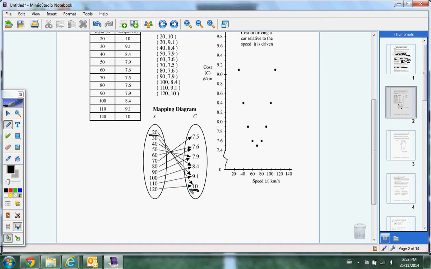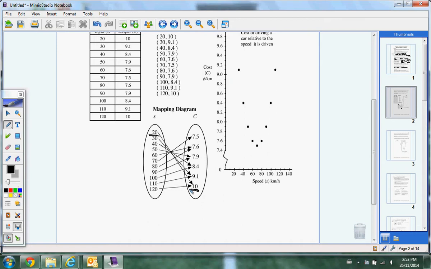When you're going slow, there's kind of an ideal speed. Do you guys see that? Looking at the graph, I'm just learning this one too. When you're going 20, it costs 10 cents per kilometer, I believe. And when you're going 120, it also costs 10. So there's an ideal speed to maximize your money.